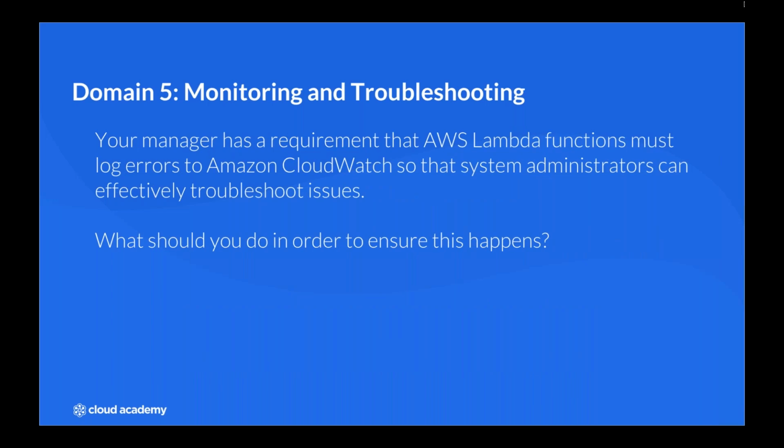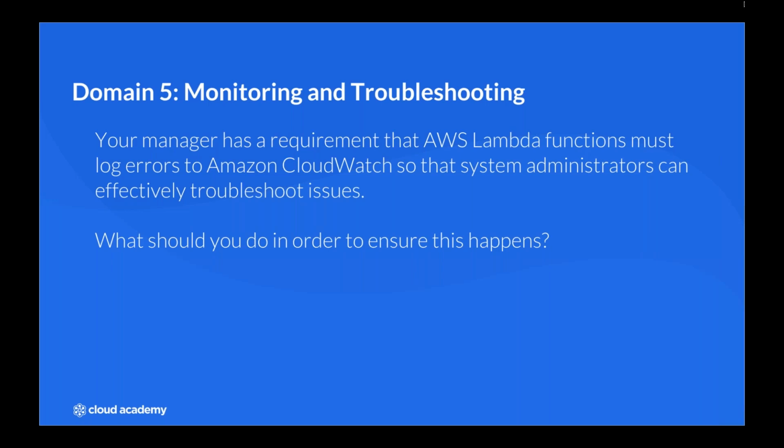You have a manager. That is a requirement that AWS Lambda Functions log errors to Cloudwatch so that system administrators can effectively troubleshoot issues. What is this testing here? It says, what should you do in order to ensure this happens? What is this testing? It's testing your understanding of logging. Would it be in Cloudtrail or will it be in Amazon Cloudwatch?